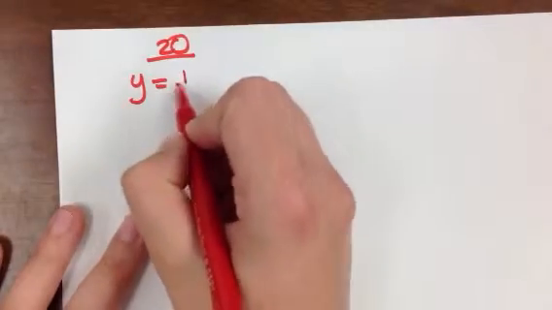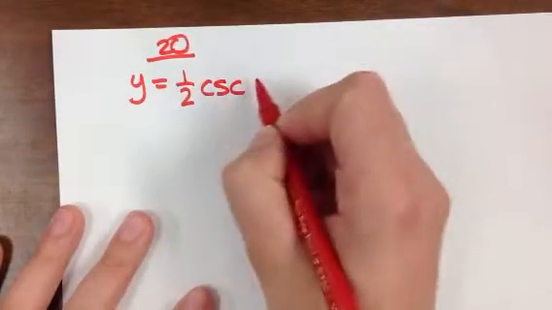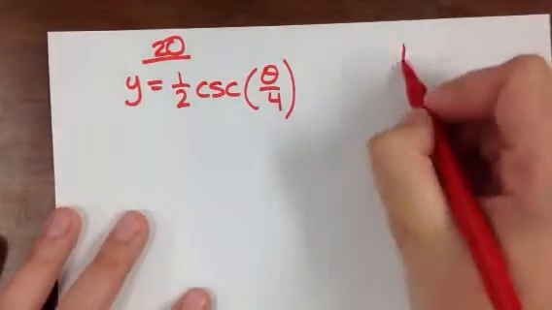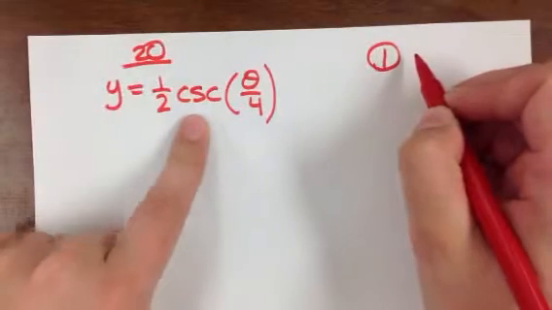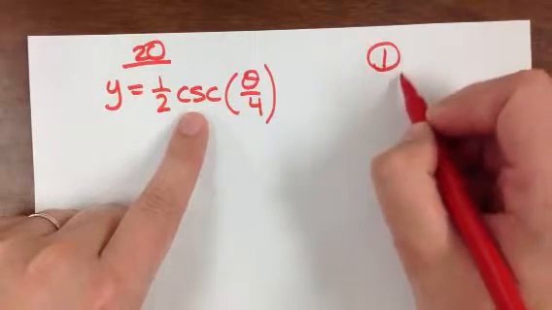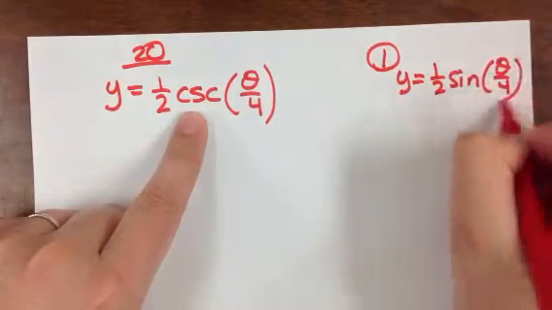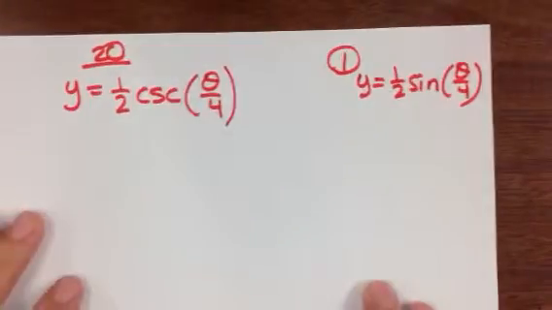So y equals 1/2 the cosecant of theta over 4. So step 1, graph the reciprocal function, which would be your sine. So graph y equals 1/2 sine of theta over 4. So we're going to graph that first.